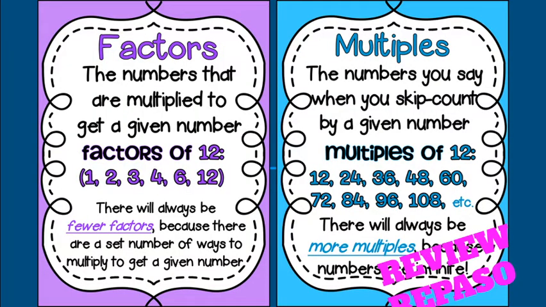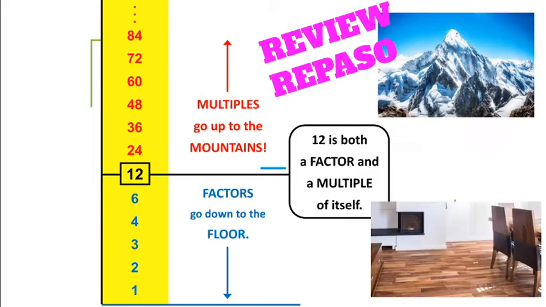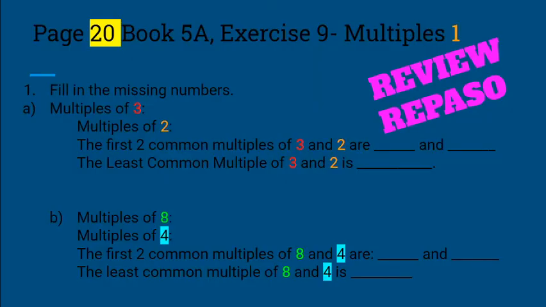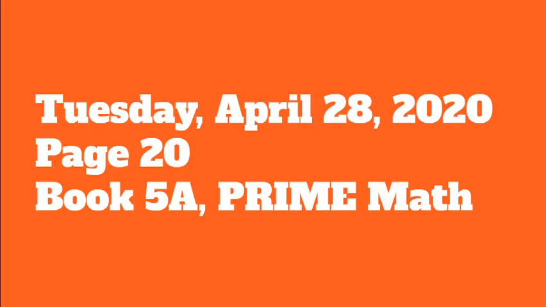Last time we learned a little bit about factors and multiples, and we need to understand that multiples go up to the mountains. They're continuous, okay? But factors go down to the floor. The factors are just numbers that multiply together to get that final answer. And the multiples are on your multiplication table, which you should have to work out those problems, okay? We skipped page 19 in prime and we did page 20. We looked at common multiples and least common multiples, okay?